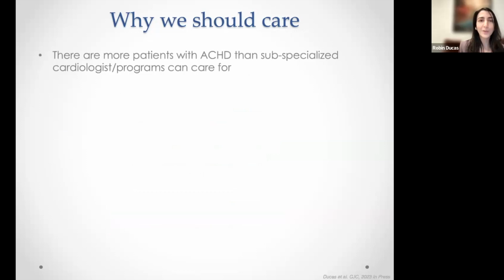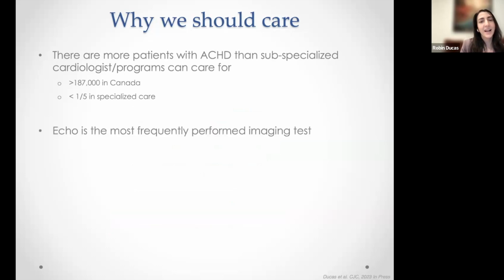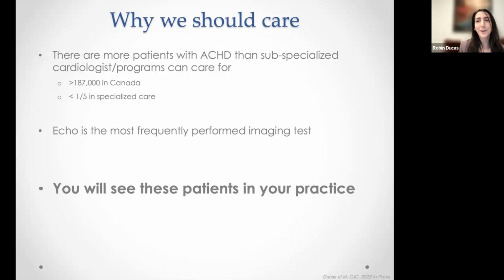And the reason it's relevant to all of us here is that there are more patients with adult congenital heart disease than the subspecialized cardiologists and programs are able to care for. Right now in Canada, there's an estimated greater than 187,000 of these patients, and less than 1 in 5 of them is in a specialized care program. So they are out there, and you will see them, whether it's in your clinic, in emergency, or in the hospital. Echo is the most frequently used imaging test in congenital heart disease. So it's very, very common, and usually the first line when evaluating a patient that's having a problem. So the reason why we should all care about this is you will see these patients in your practice, and having an understanding of what's going on is very important.